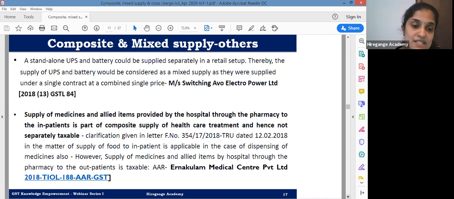that case it will be said it is a composite supply, and therein the predominating supply is the exempted healthcare, and even the medicines, the food, the stay, none of that should be offered to tax.